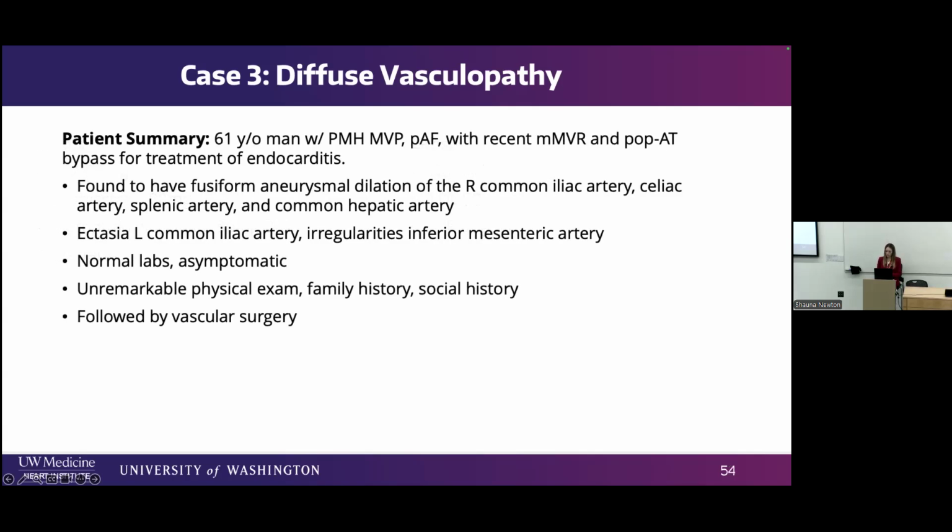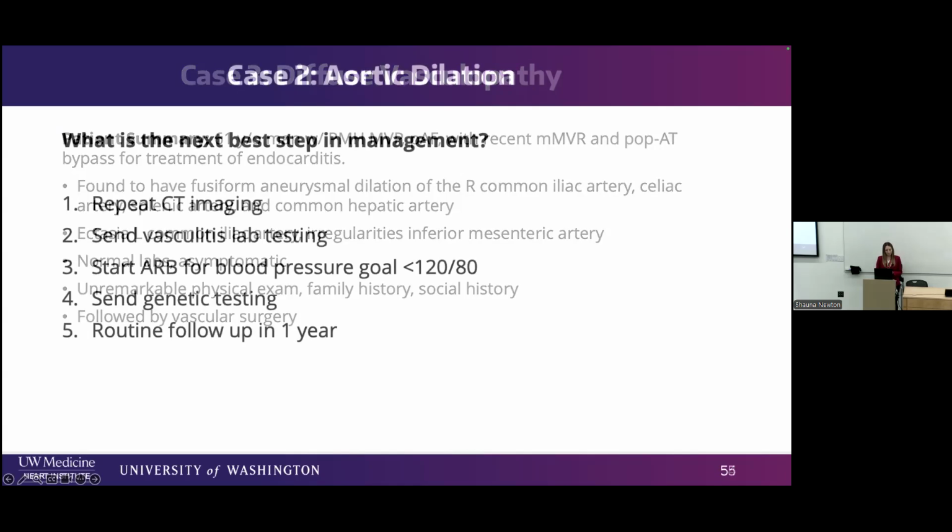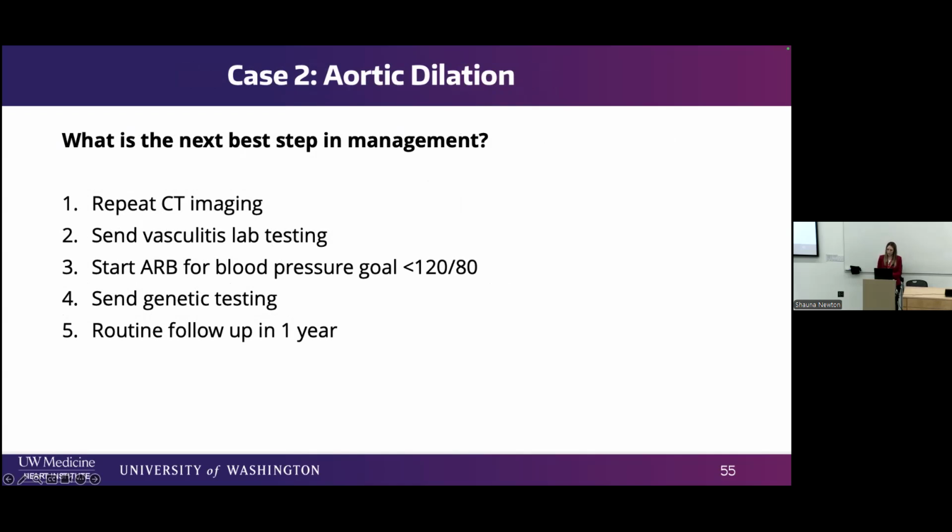So in summary, you have a 61-year-old man who has a history of mitral valve prolapse, paroxysmal atrial fibrillation with recent mechanical MVR, and popliteal to anterior tibial bypass for treatment of endocarditis and complications. He has all of these aneurysmal dilations, but he has normal labs. He's asymptomatic. He has an unremarkable physical exam, family history, and social history, and he is already followed by vascular surgery, though they haven't commented on any of these aneurysms. So for our last poll, what is the next best step in management of this patient?